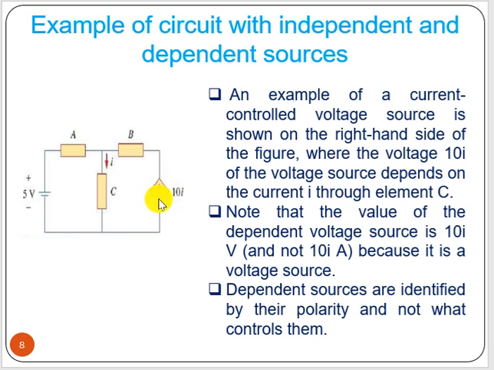That controls the voltage source. So on the right hand side, this 10I of the voltage source depends on the current I through element C. Okay, so this 10I is written as 10I V, 10I volt, not 10I ampere, because this is a voltage source. The unit of this is 10I V, voltage, because it is a current controlled voltage source.